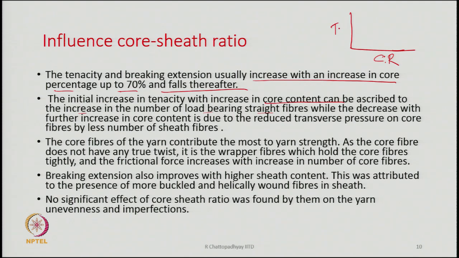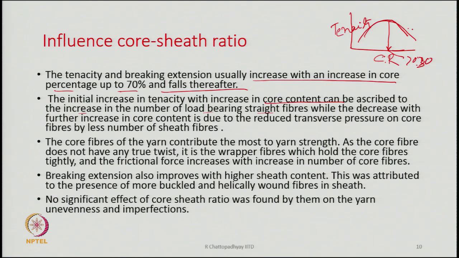That means, we can also expect here, if this is the core-sheath ratio and this side is tenacity, then also we can expect a curve like this. It will increase first and then start falling, and this may be the optimum, maybe this is 70 to 30. Beyond that it will fall.